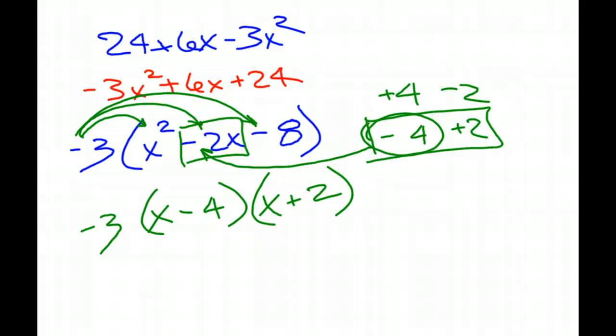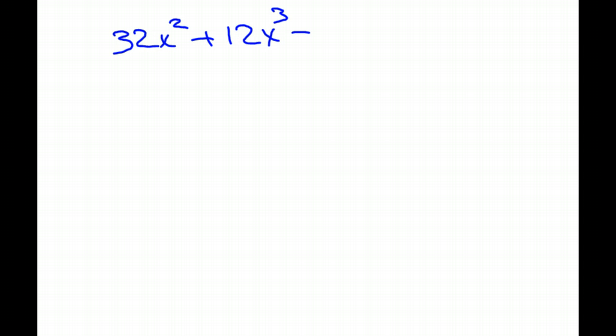All right, one more. I'll let you do this one on your own. 32x squared plus 12x cubed minus 2x to the 4th power. What is the first thing that you do on these every single time? Factor. Yes, thank you. I guess that's first. Put them in the right order, then factor.